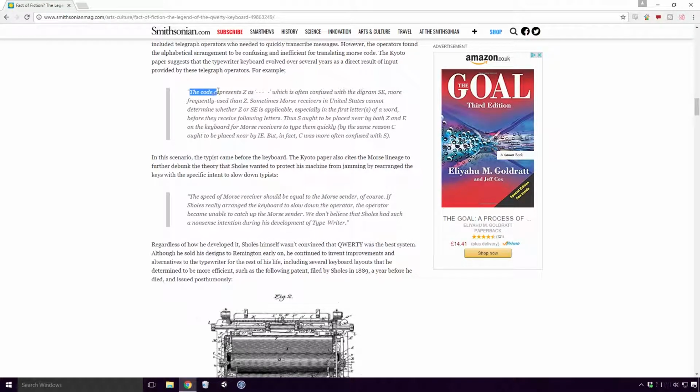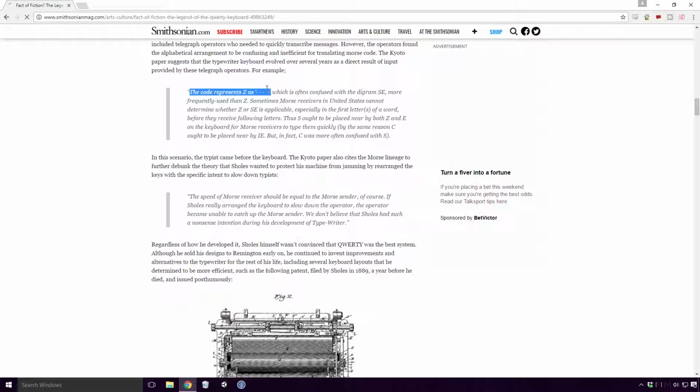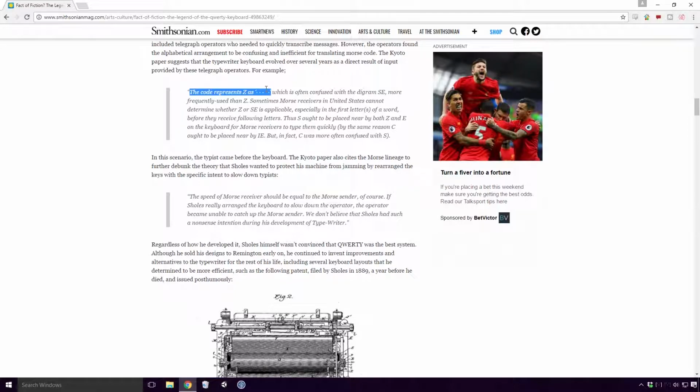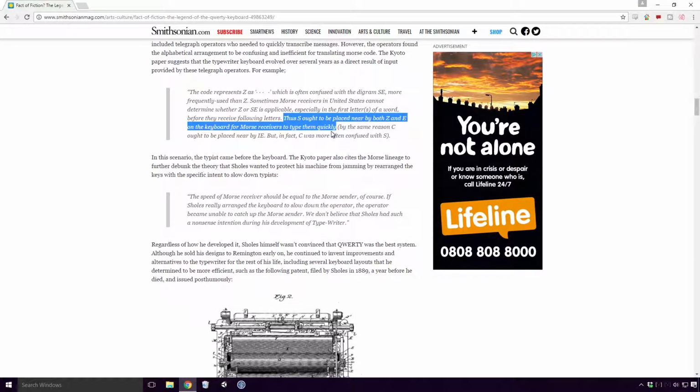It says the code represents Z as... I gotta be honest with you, my Morse code isn't great, so I apologise if I'm butchering this. Which is often confused with the diagram SE, more frequently used than Z. Thus, S ought to be placed nearby both Z and E on the keyboard for Morse receivers to type them quickly. These early adopters probably would try to get the most optimal way for typing out their messages.